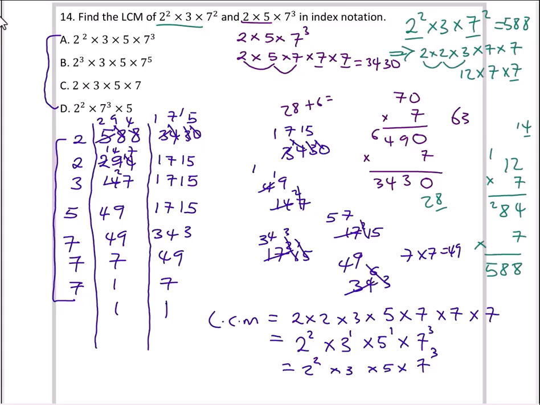So let's check the option that aligns with this. 2 raised to power 2 multiplied by 3 raised to power 1. This one does not have 3, so option D is wrong. Then 2 raised to power 2 multiplied by 3 raised to power 1 multiplied by 5 multiplied by 7 raised to power 3. This is A, it is correct, so the right option is option A.